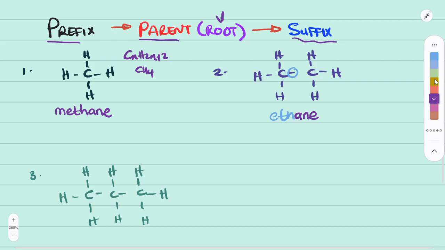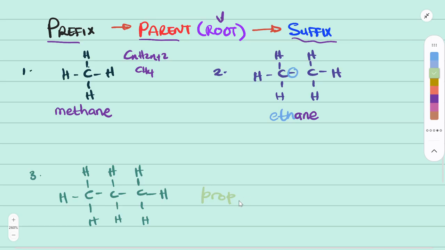And then we have this one. This one has 3 carbons. You only have single bonds between carbon and carbon atoms, so it is an alkane. How many carbons does it have? 1, 2, 3. So it is going to be prop.